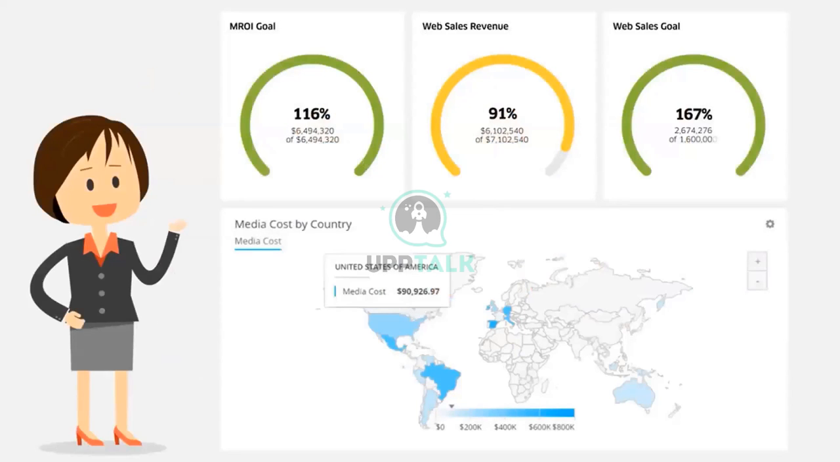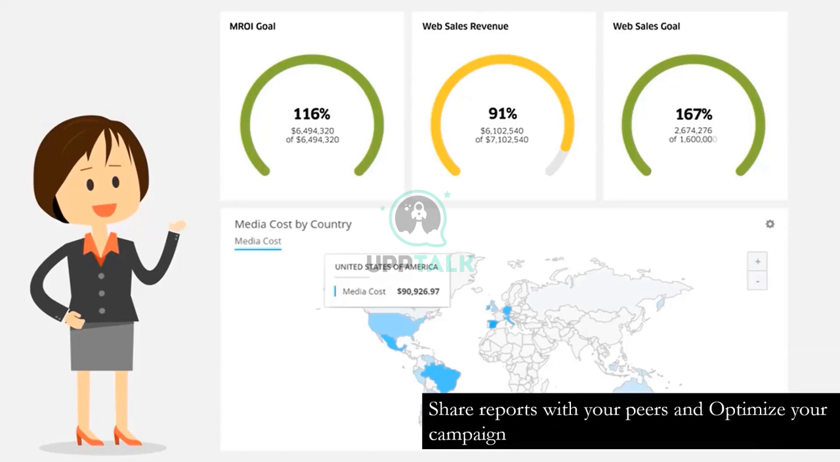Datorama has advanced visualizations. You can go ahead and look at your revenue, your sales scores, your ROIs. It has widgets which give you a geographical view of how your media cost or your spend is spread across the various countries, continents, or whatever the targeted areas are. You can have the advanced visuals in Datorama. You can share reports with your peers and you can optimize your campaigns.